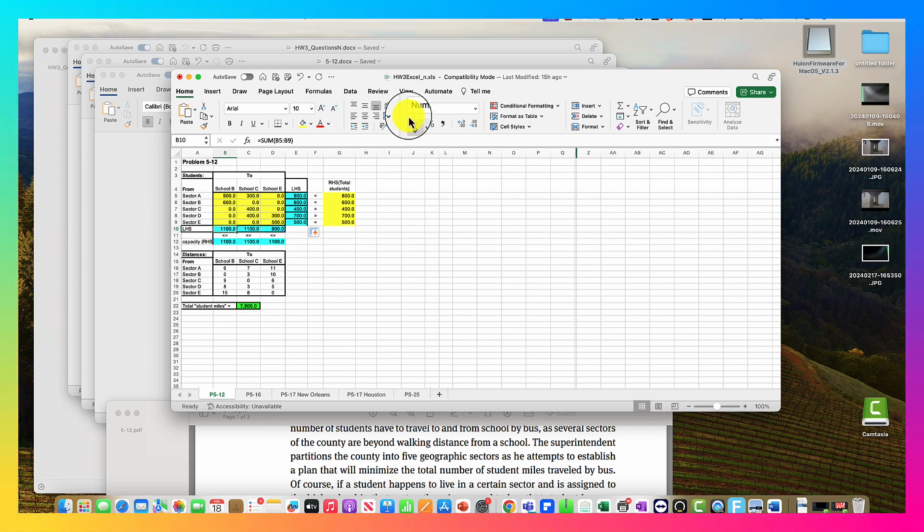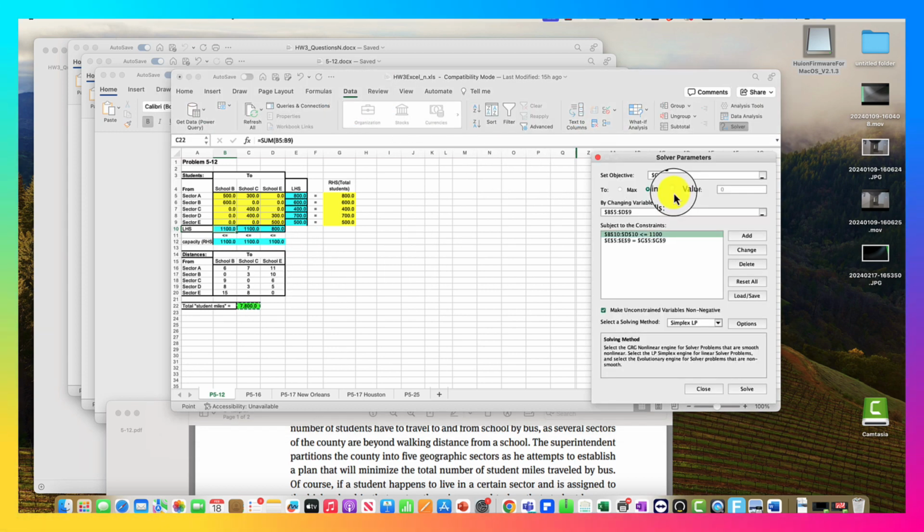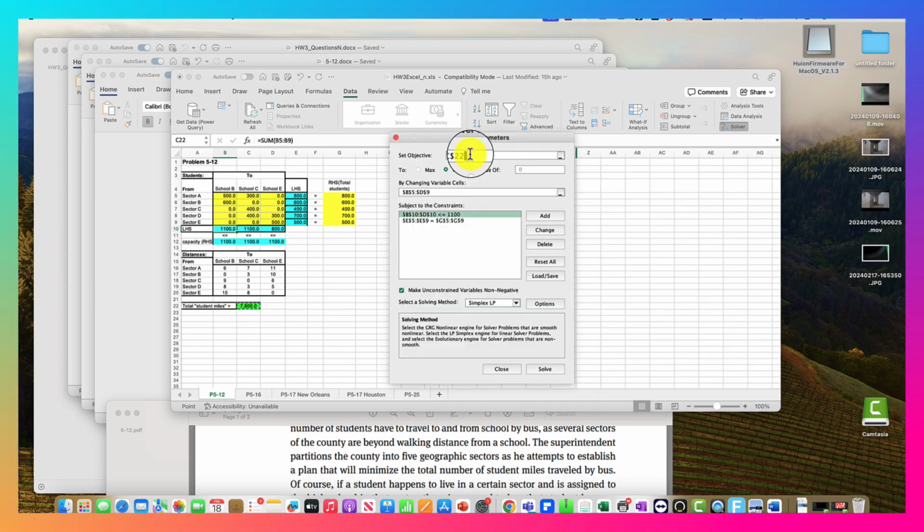The last step is to set up the Solver parameters. C22 is where you put the objective. The problem is minimizing, so check minimize. Changing variable cells is where you put all the decision variables. That's B5 to D9. For constraints, if you lay out the constraints like this, you can do it in two steps. First, you can set up the capacity constraint. You can use an array to set up the constraint. That will save you a lot of time.